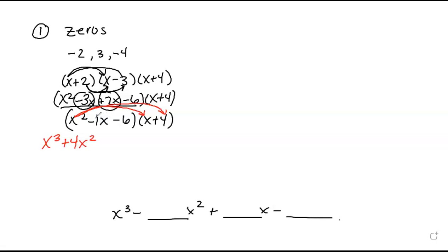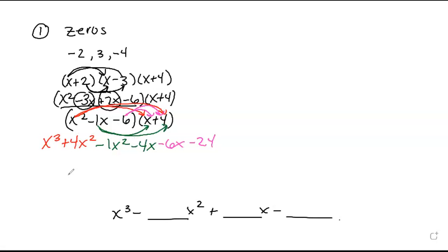Then we're going to move to the middle, this -1x, and we're going to need to do -1x times x and -1x times 4. -1x times x is -1x squared, and -1x times 4 is -4x. Okay, then we're going to move to that last term. -6 times x is -6x, and -6 times 4 is -24.